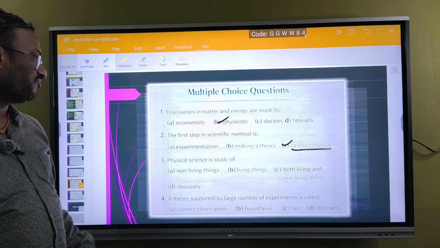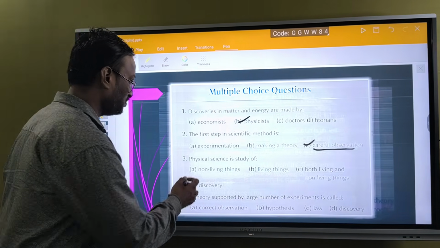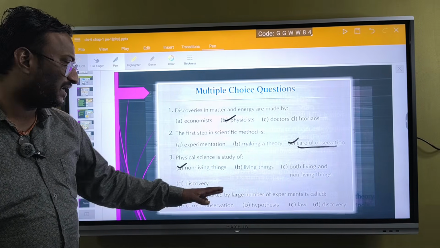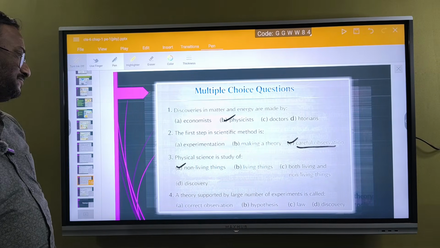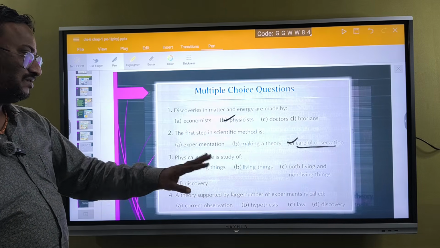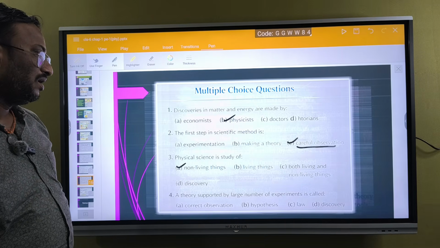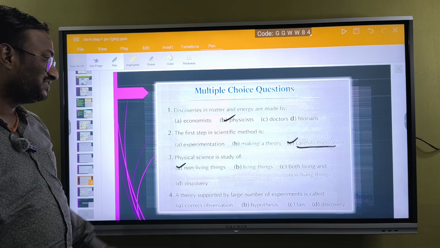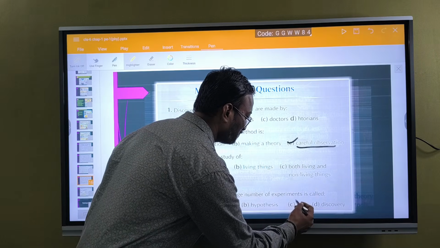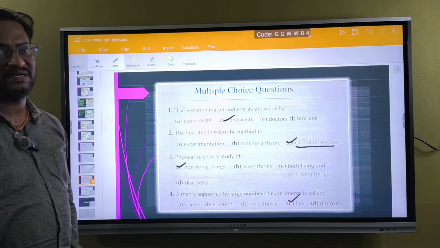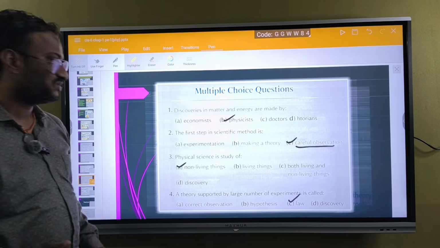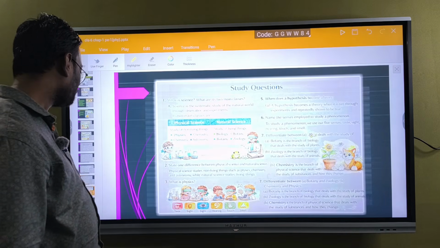The first step in scientific method, we have discussed so many times, is careful observation. Physical science is the study of non-living things, living things, both. No, it is the study of non-living things. A theory supported by a large number of experiments is called correct observation, hypothesis, law, discovery. A theory supported with a large number of experiments is called law. After making a large number of experiments, the theory which is supported, we call it law.